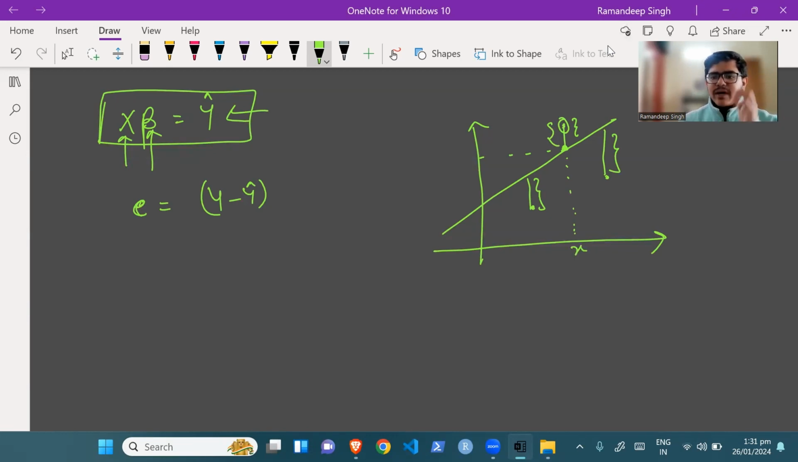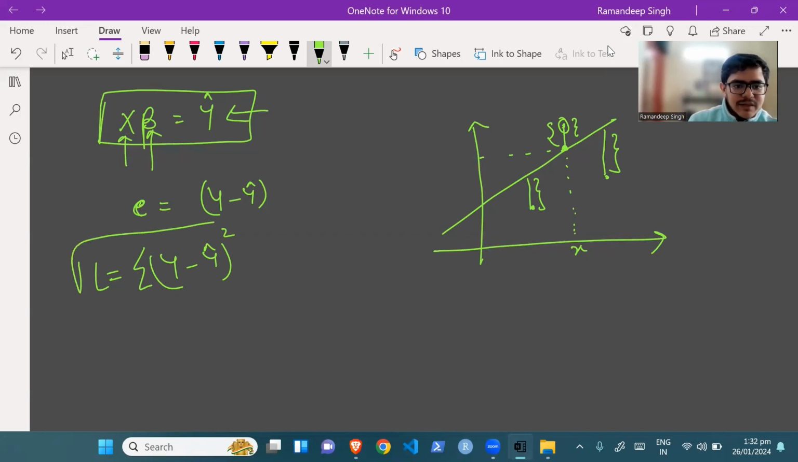So I need to minimize these errors. We know that our loss function is the summation of y minus y hat, whole square, right? This is the loss function which I need to minimize.